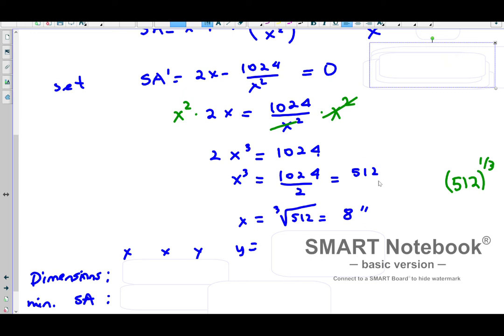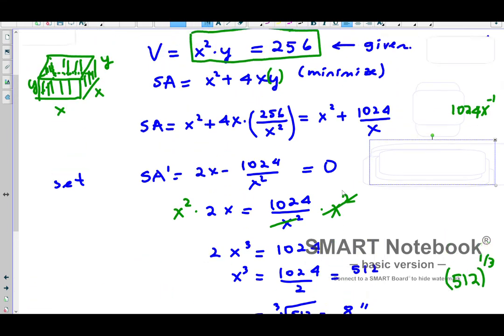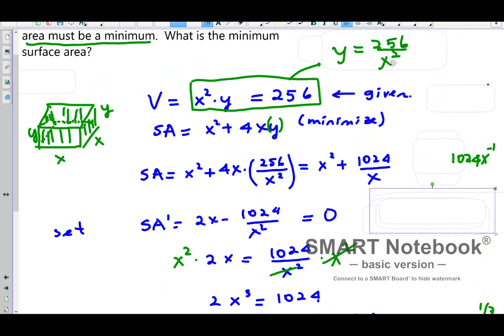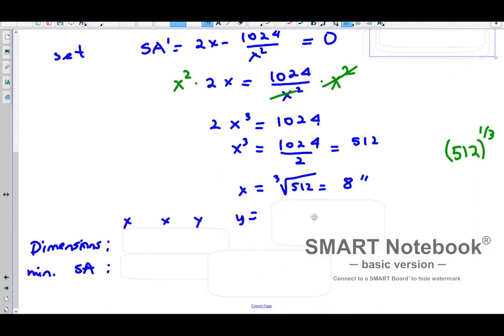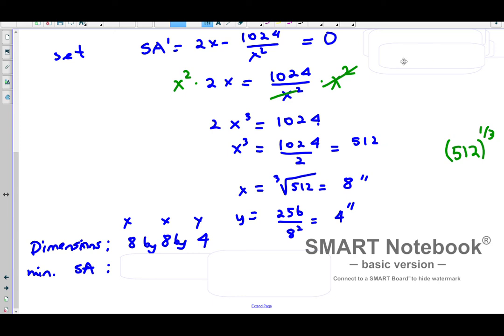And to get y, let's go back to one of our previous equations. So right here, y equals 256 over x squared. So do 256 over 8 to the power of 2, since x is 8. So the end result will be y is equal to 4 inches. And when you report the dimensions, because it's a box, don't forget to report 3 dimensions, right? It's x by x by y. So it's going to be 8 by 8 by 4. So the height is not as long as the sides, right? The height is only 4 for this box. So it's 8 inches by 8 inches by 4 inches.